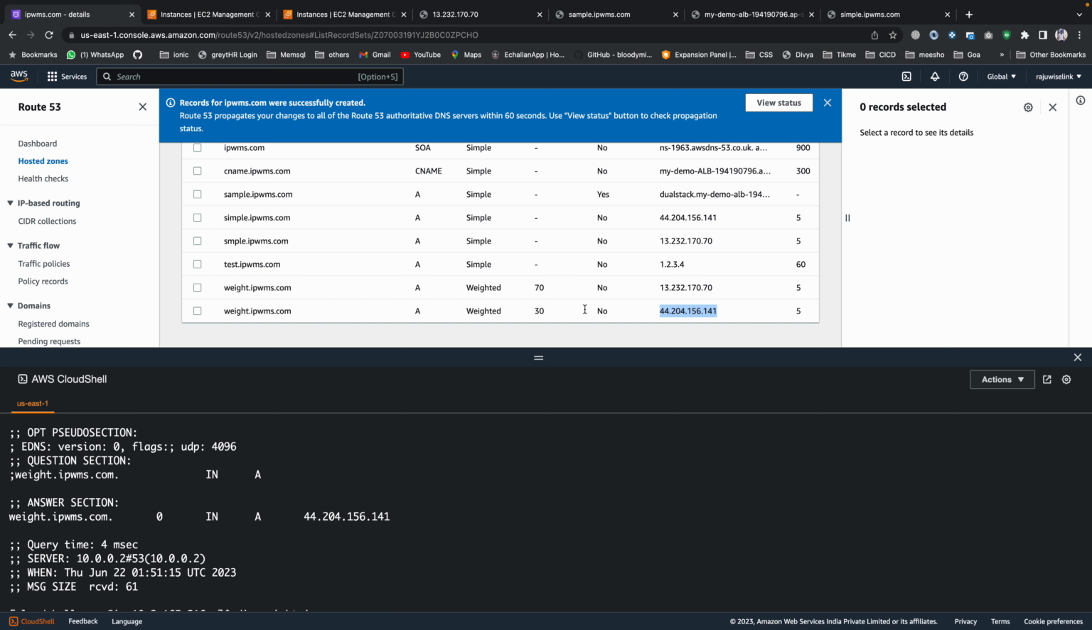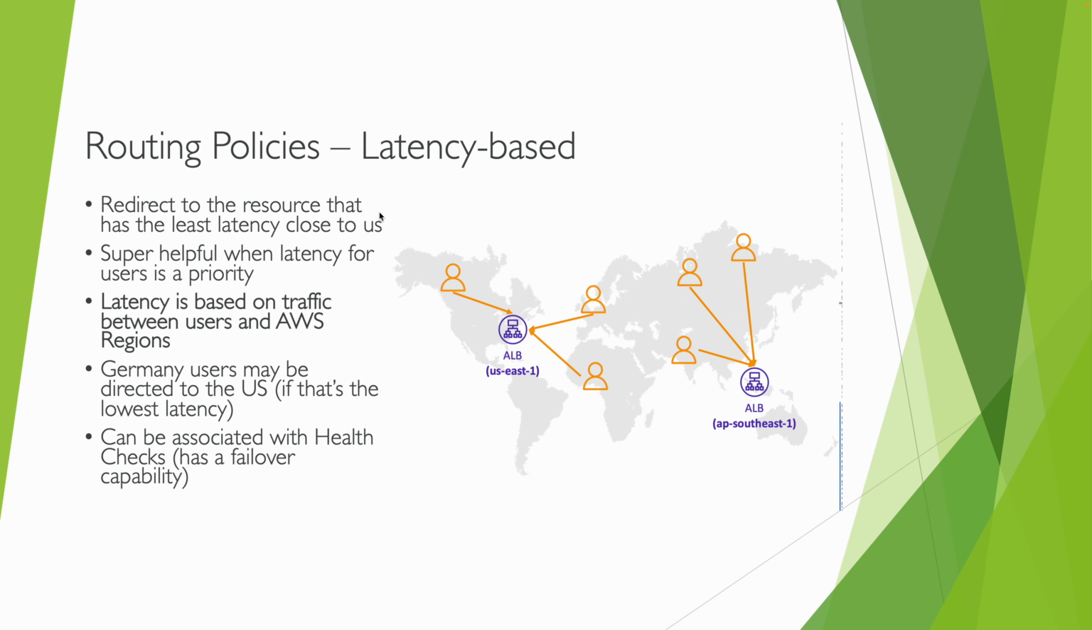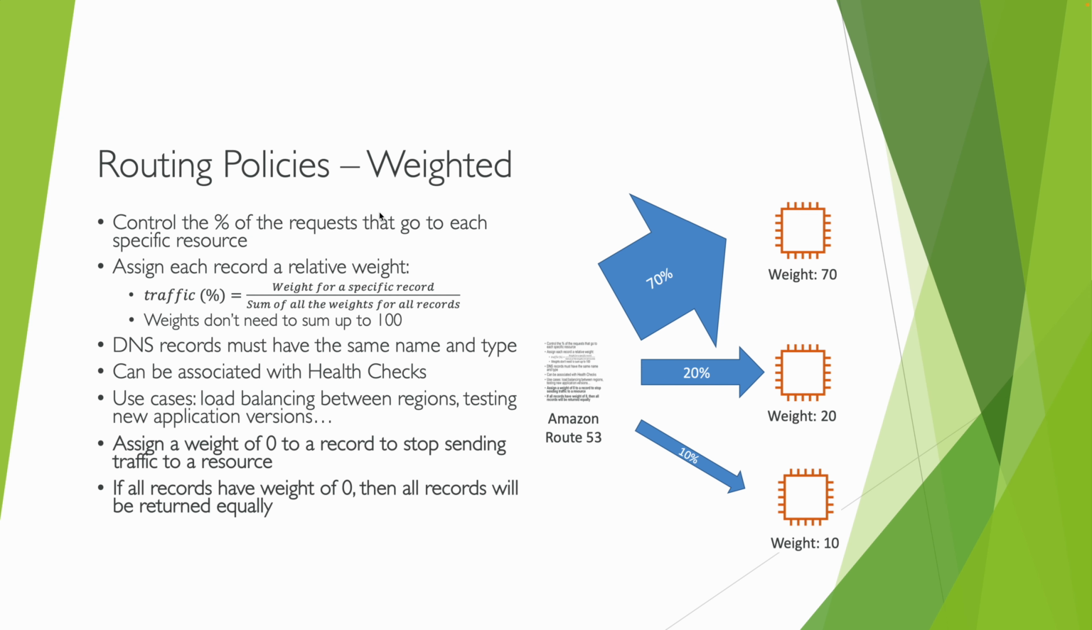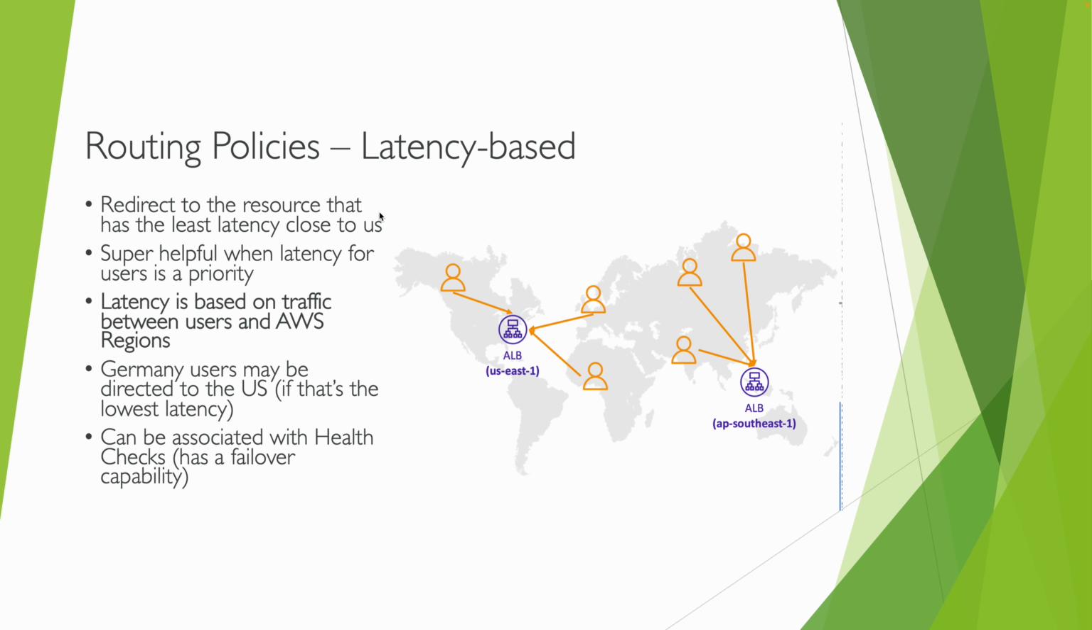Okay, so this is how it works. And we have another thing. If we go here, this is weighted one, you just see. So there is another thing called latency based. This redirects to the resource that has at least close to the least latency close to us. This is super helpful when the latency for the users is a priority. Latency is based on the traffic between user and AWS region.